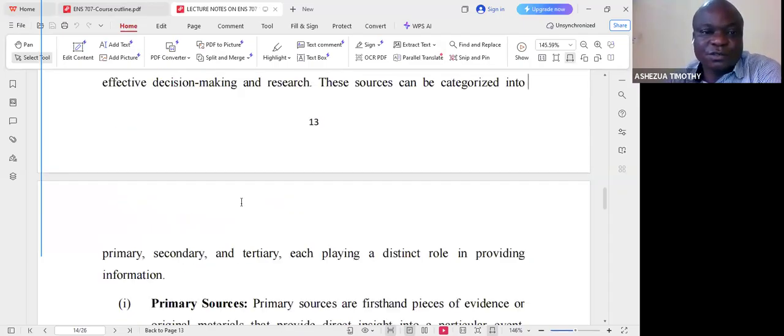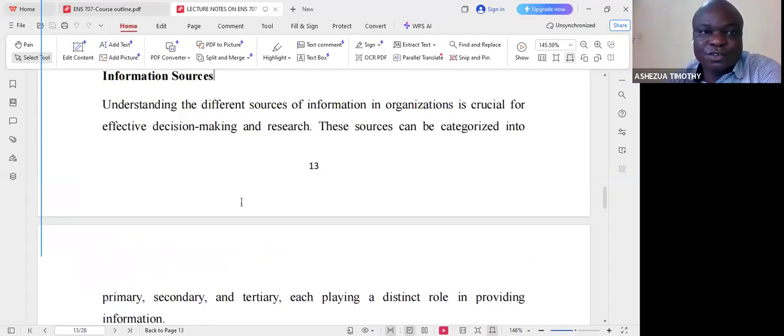Information sources. Understanding the different sources of information in an organization is crucial for effective decision making and research. These sources can be categorized into primary, secondary, and tertiary, each playing a distinct role in providing information.